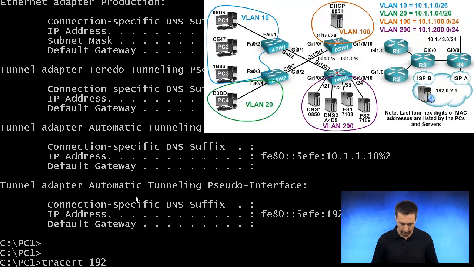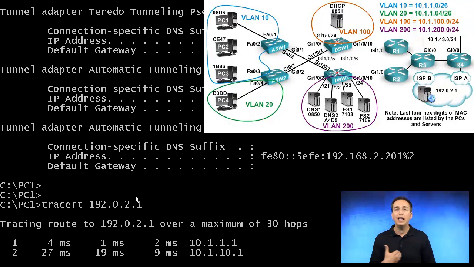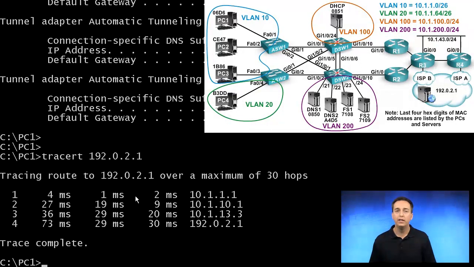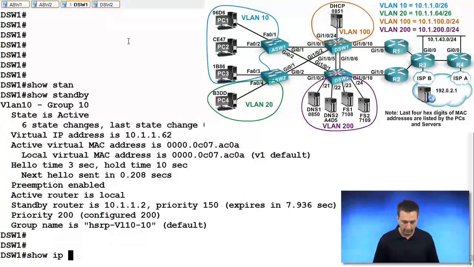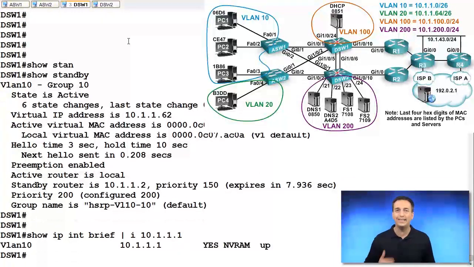And we'll trace route to 192.0.2.1, which is the internet. And let's just follow the path here. All I care about right now is that very first hop. The very first hop describes the router that we are going through. So that will be the default gateway. Who owns 10.1.1.1? Well, if we go back to our environment and we type in show ip interface brief, piped to include 10.1.1.1, we can clearly see that DSW1 owns this IP address of 10.1.1.1, and it's associated with interface VLAN 10.